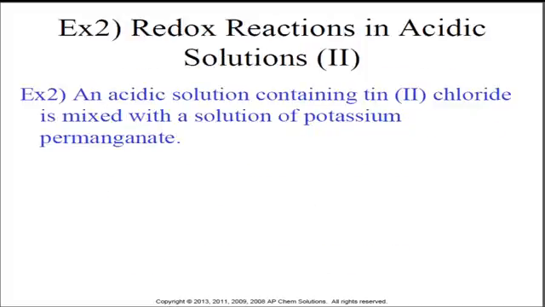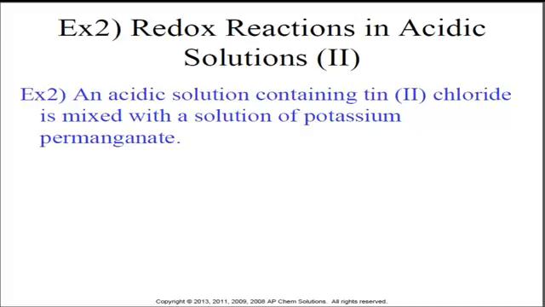So here's our example. We have an acidic solution that has tin(II) chloride mixed with a solution of potassium permanganate. So we're going to write the balanced net ionic equation for this. So what are the reactants going to be? Now remember that potassium is a group 1 metal, so it's going to be soluble in everything. We know it's going to be a spectator.